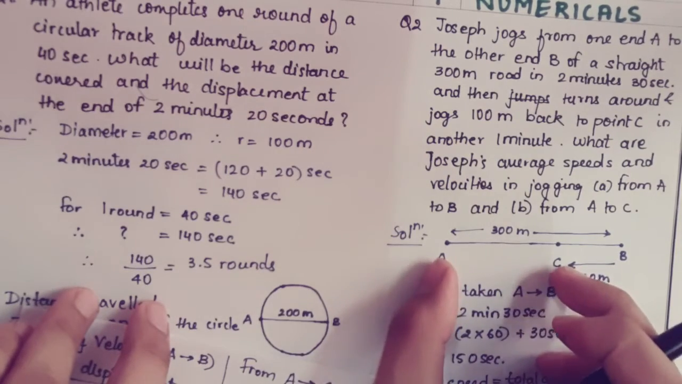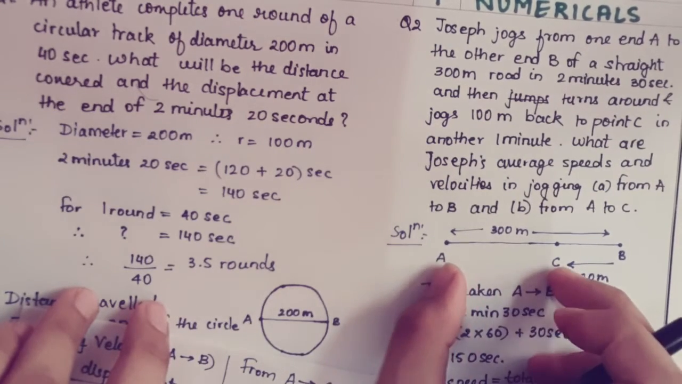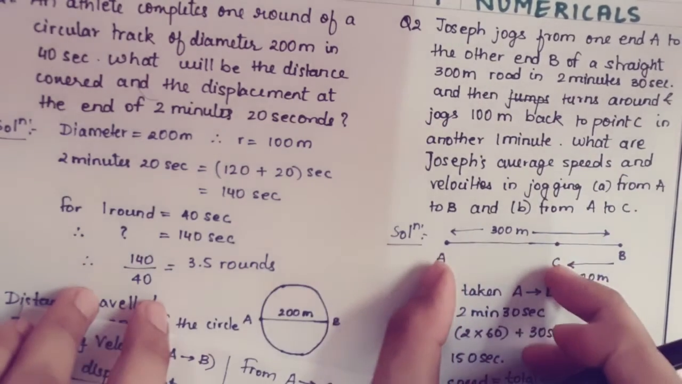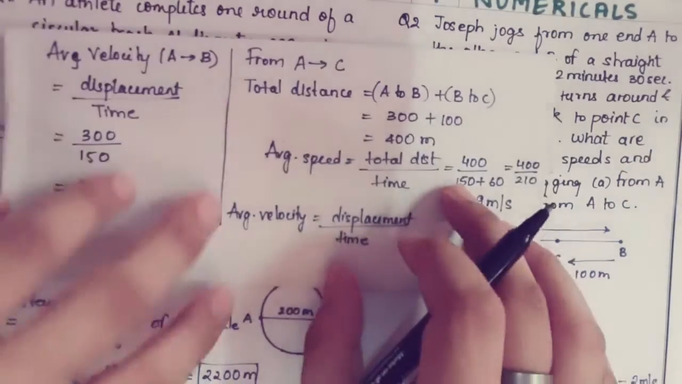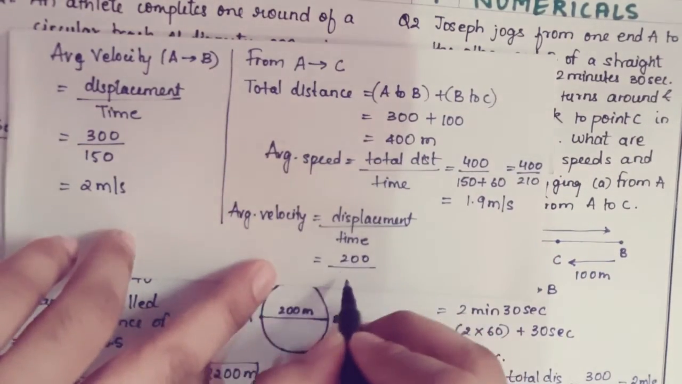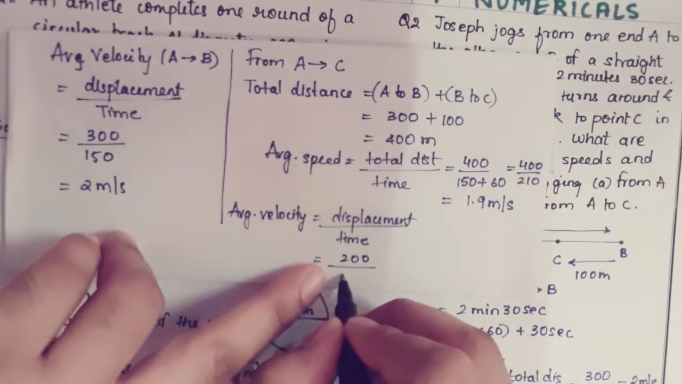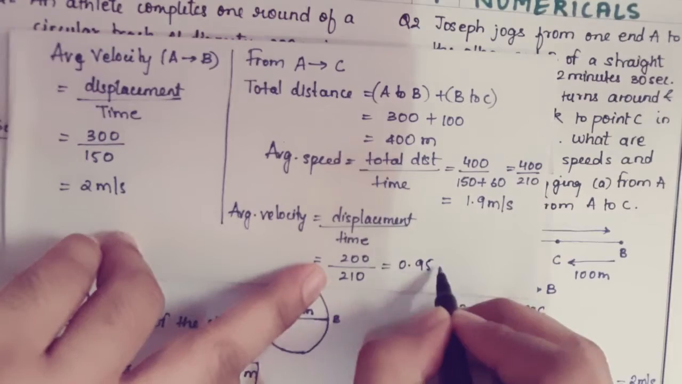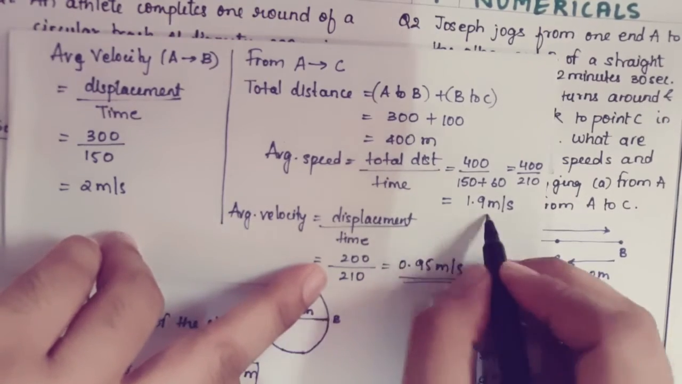ठीक है, तो A और C के बीच में डिस्टेंस कितना होगा? डिस्टेंस होगा 200. क्लियर है ना? ये 300 में से 100 को माइनस करेंगे तो हमें AC का डिस्टेंस 200 मिलेगा. क्लियर है? सो डिस्प्लेसमेंट क्या होगा? डिस्प्लेसमेंट हो जाएगा 200 और टाइम तो सेम ही रहना है. ठीक है ना? सो दिस विल बी 0.95 मीटर पर सेकेंड. सो दिस विल बी योर आंसर.